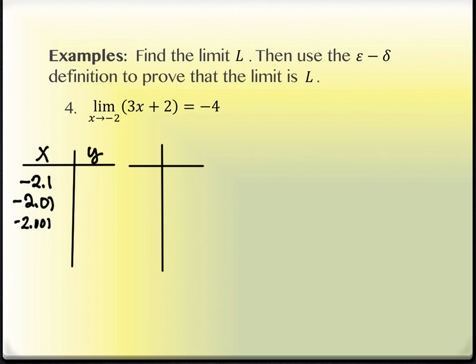I'll minimize these tables when I'm done because I need some space later, and we will do values slightly bigger than -2, which would be -1.9, -1.99, and -1.999. Take your calculator. You'll put the equation 3x plus 2 into y equals.